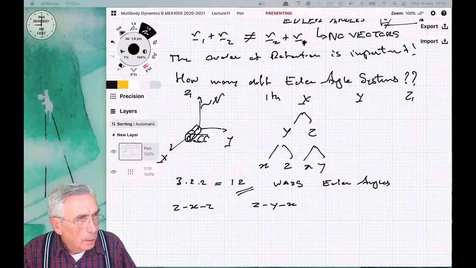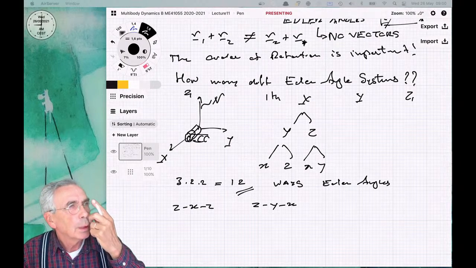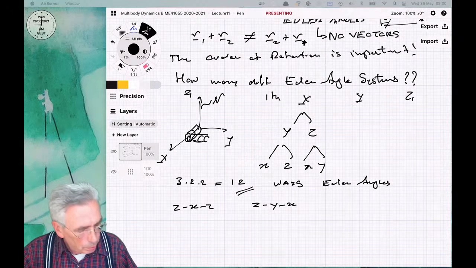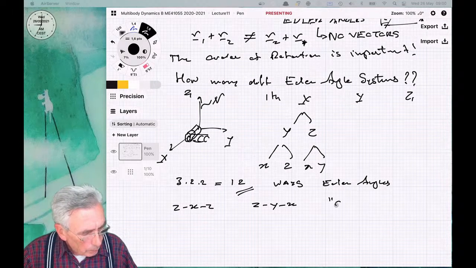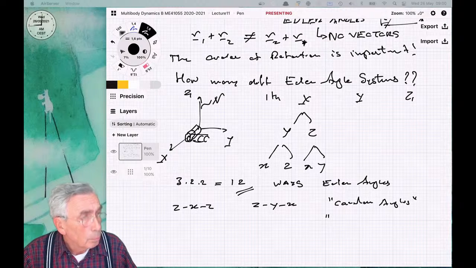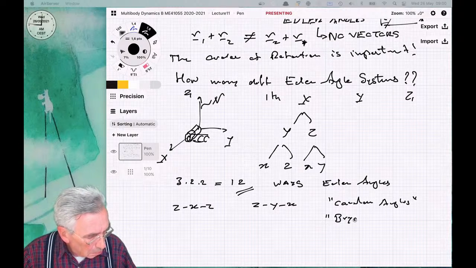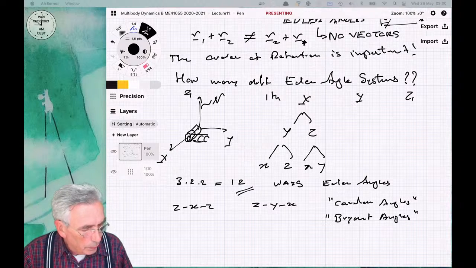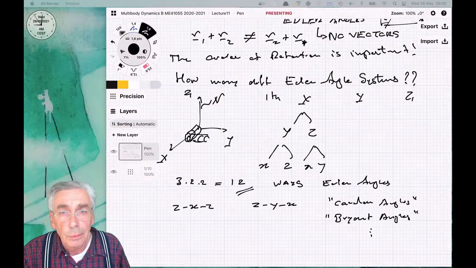And then they also have all kinds of crazy names like Cardan angles. If I remember well, Cardan angles. I don't know what the order is by heart. And the other one are Bryant angles. Apparently Mr. Bryant has sort of that order. Anyway, there's a whole plethora. Well, not a whole plethora, 12, right?